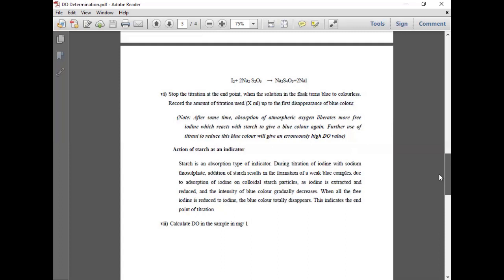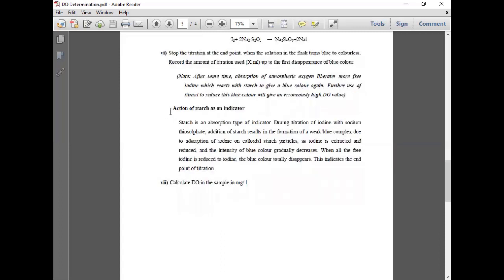So here we have used starch as an indicator. What is the action of starch as an indicator? Starch is an adsorption type of indicator. During titration of iodine with sodium thiosulfate, addition of starch results in the formation of a weak blue complex due to adsorption of iodine on colloidal starch particles. As iodine is consumed and reduced, the intensity of the blue color gradually decreases. When all the free iodine is reduced to iodide, the blue color totally disappears, and this indicates the end point of the titration. We are going to calculate the DO in the sample by using the formula.